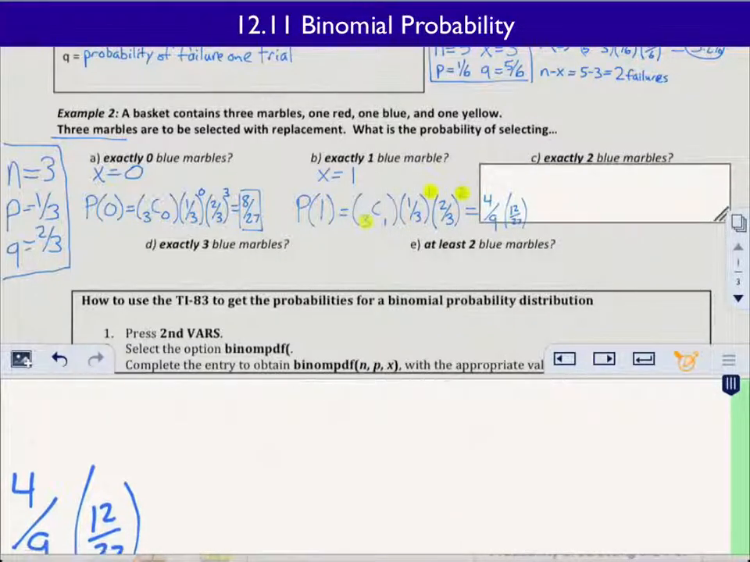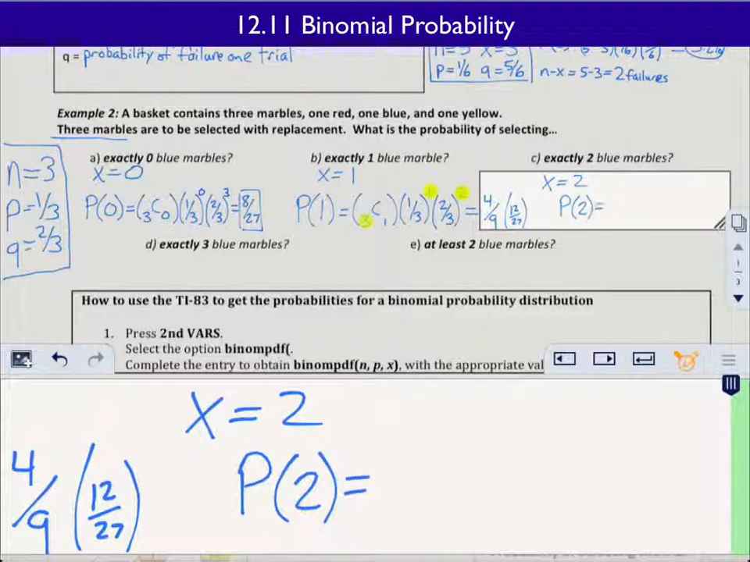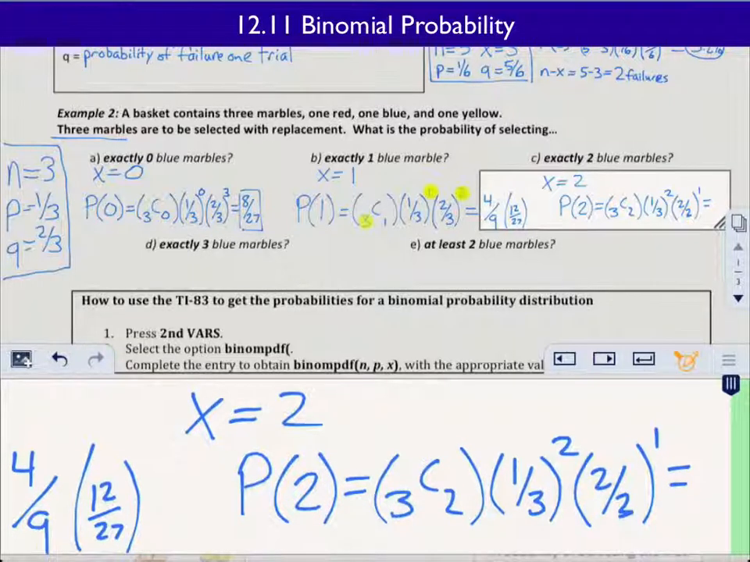All right, let's try it with exactly 2 blue marbles. So here x is going to equal 2. So the probability of getting exactly 2 in 3 trials is 3c2 times the probability of a success, how many successes we want, times the probability of failure, times how many failures we want. Okay, and looking at this, we're going to get 2/9, which again is our 6/27 that we had gotten before.